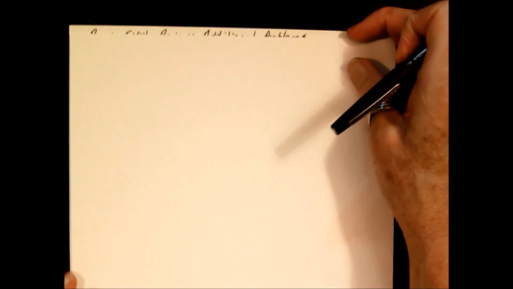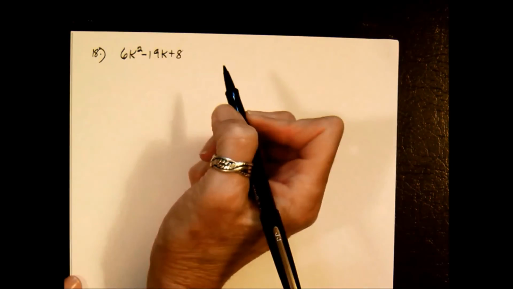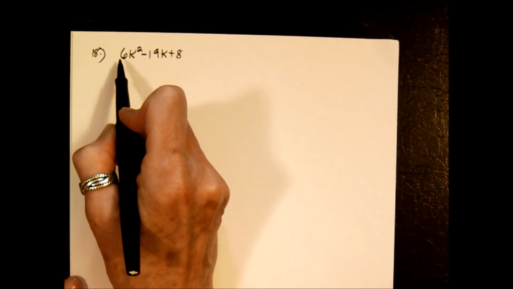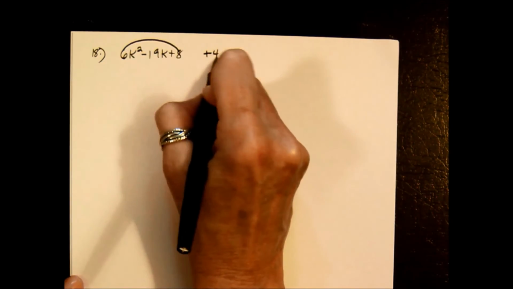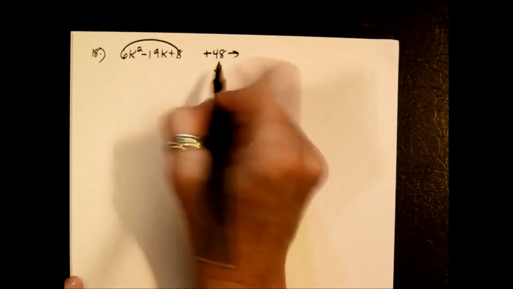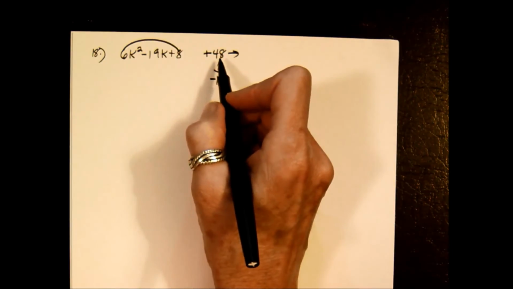All right, a couple more we have before we finish up in this group. Number 18 is also a trinomial, 6k squared minus 19k plus 8, but it is a long process because there's no GCF and there's a 6 in the front. So we say 6 times positive 8, positive 48, and I want factors that add up to negative 19. So let's do those factors of 48 again, and then we'll figure out the signs.